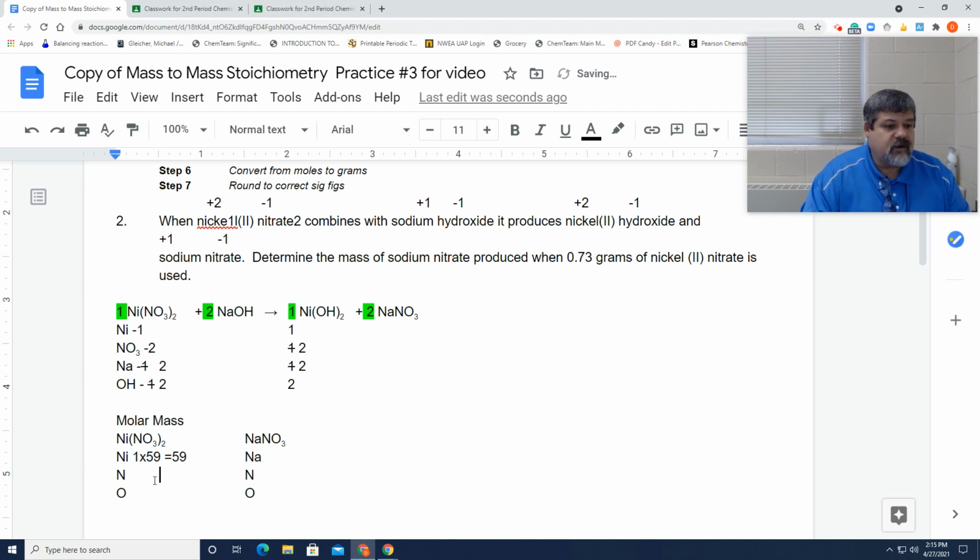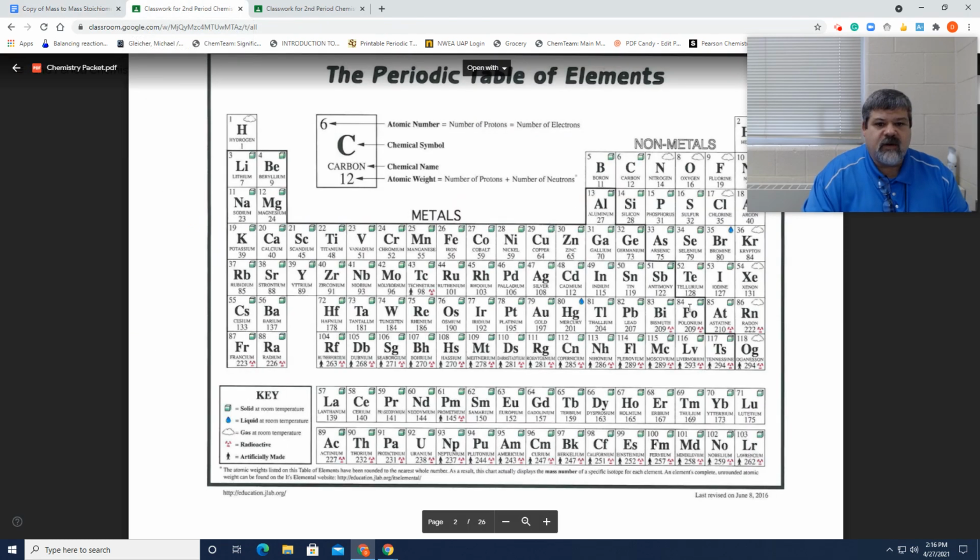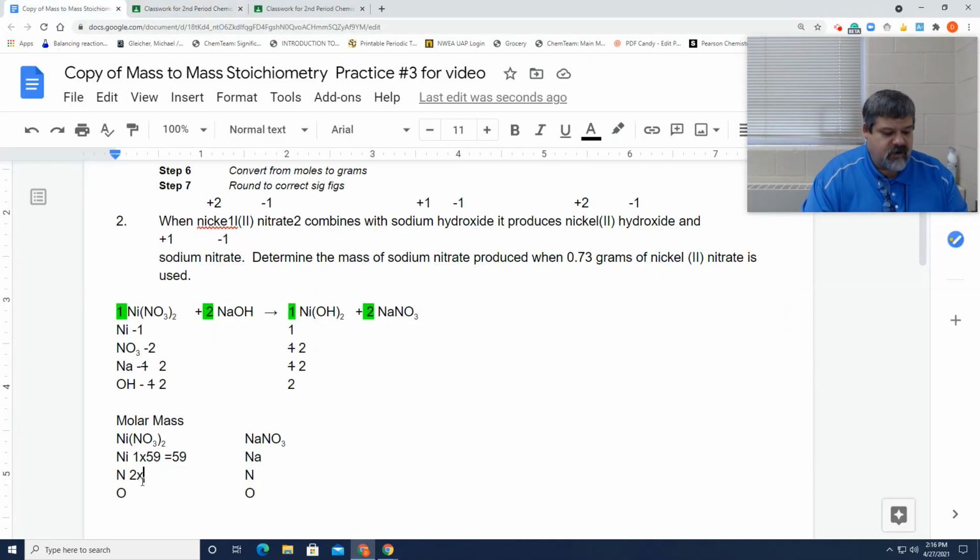Okay, let's do the nitrogen. I have 1 nitrogen right there, but I have it 2 times, so we have 2 nitrogens. That's going to be times our molar mass of nitrogen. We look at nitrogen right here, and it is 14. So we go back and put in 14. So 2 times 14 equals 28.